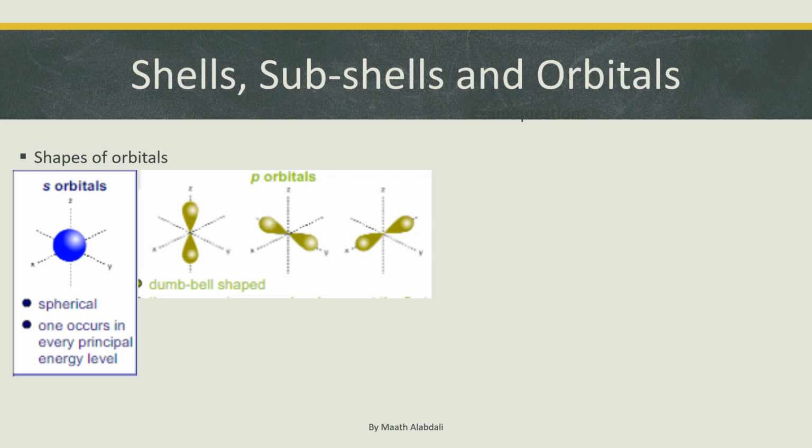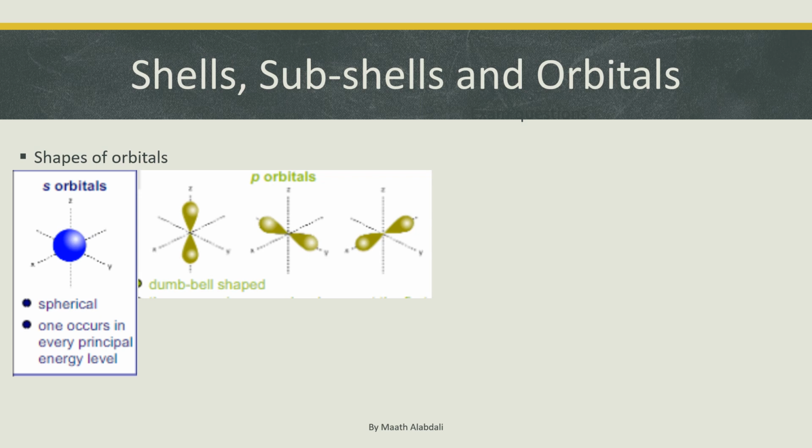Now, these are the shapes of the orbitals. We have the S orbital and the P orbital. The S orbital is a spherical shape, and it occurs in every principal energy level. So in every shell, you'll find an S orbital, and it's always a spherical shape. In the exam, they might ask you to draw the S orbital, which is a spherical shape with X, Y, and Z axes.